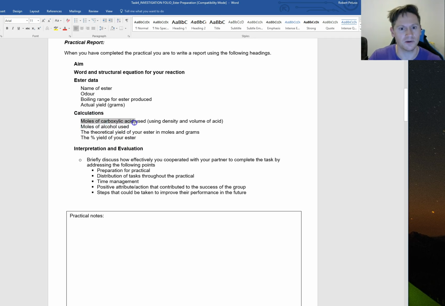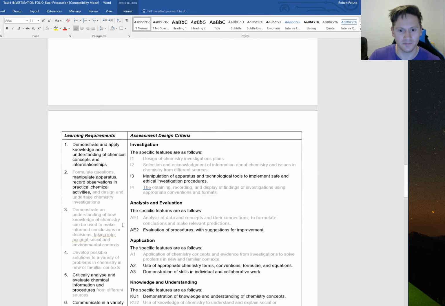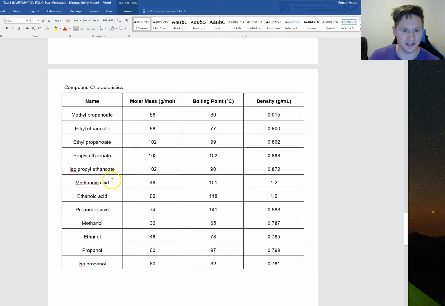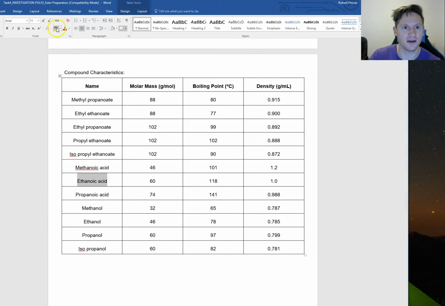So first of all, you want to calculate the number of moles of carboxylic acid and alcohol used. Now, in order to do this, you want to use the density data that I've given you down here. So the carboxylic acid was ethanoic acid, which is acetic acid, the same thing, and the alcohol we used is ethanol. Now, the ethanol is basically 100% concentration, and the ethanoic acid, looking at the bottle, it says greater than 80%, and at the side, it says 99.7% purity.